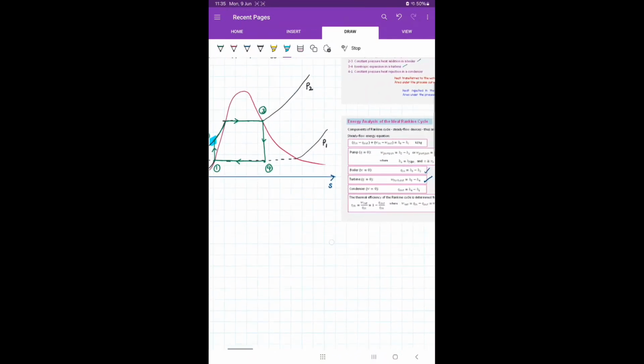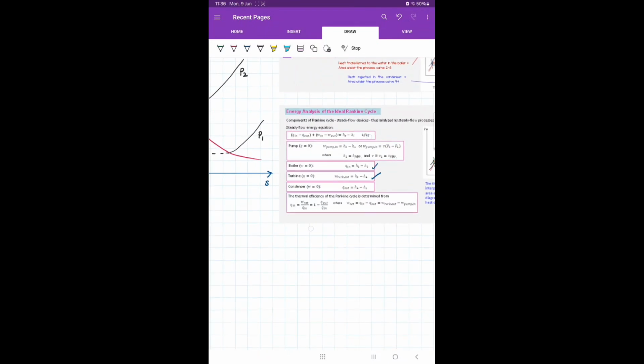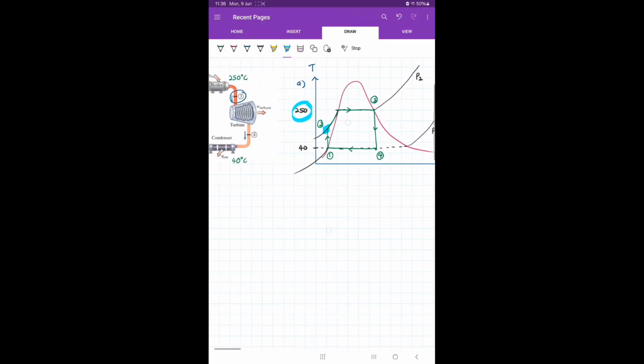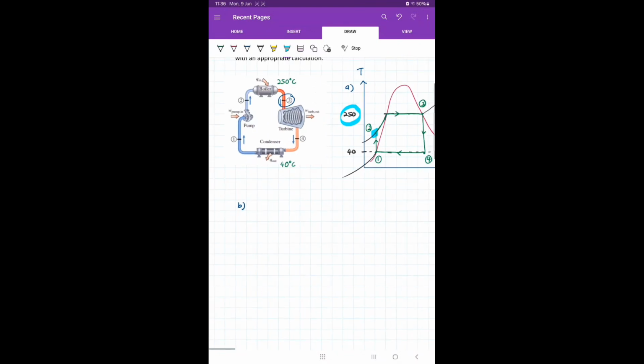We know that enthalpy at point 2 is also involved in the calculation of the work required by the pump. The work required by the pump is given by specific volume multiplied by the difference in pressure, and the specific volume is the specific volume at point 1. So we can use all of this information to help us determine the required values.